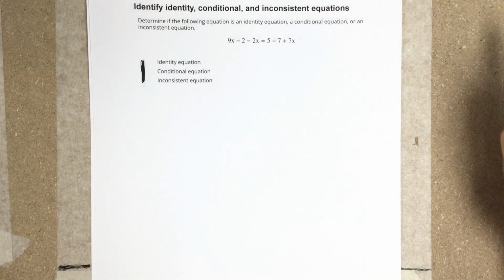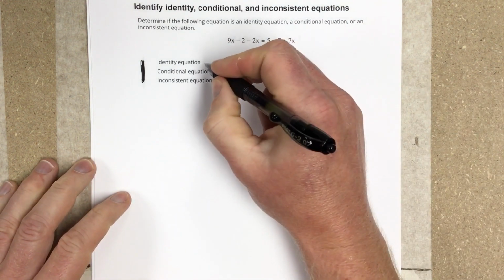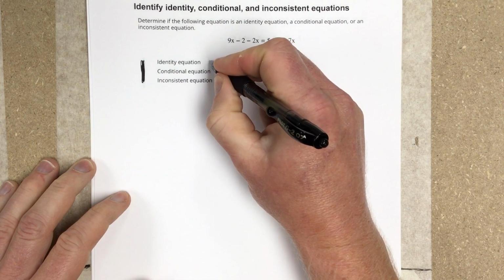In this video, we're going to identify identity, conditional, and inconsistent equations. It says determine if the following equation is an identity equation, a conditional equation, or an inconsistent equation. So an identity equation is when both sides are equal.